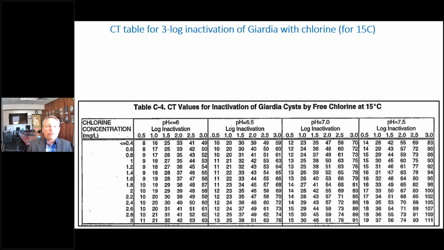Now, if we were going to look at 3-log inactivation of Giardia, you'll notice it's a little more difficult and it's done a little bit differently. In this case, for Giardia, your tables are going to be categorized by the temperature. This is a table for water that's at 15 degrees Celsius. The tables are usually for 5 degrees, for 10 degrees, for 15 degrees, for 20 degrees, and so on. So we would use this table if our water was in that temperature range. And you notice the columns are organized by pH, and we're looking for 3-log inactivation. Also, another factor we have to consider with Giardia tables is your minimum chlorine concentration.